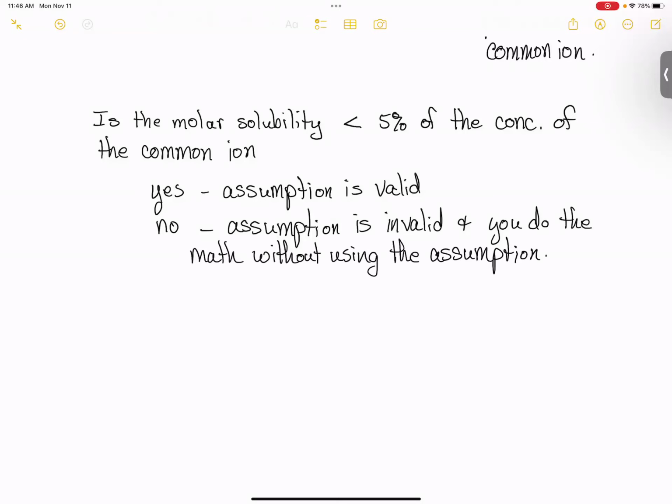Okay, and in this case, it was less than 5%. So my assumption would have been valid. Well, less than or equal to 5%. Most of the time, it's going to be valid for KSP.